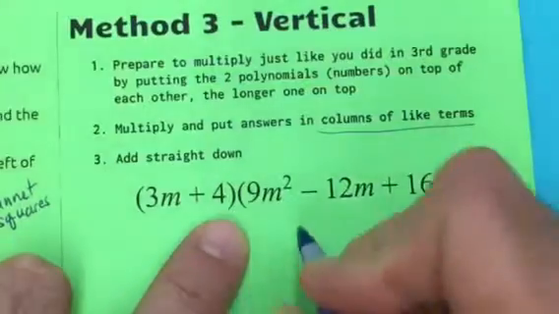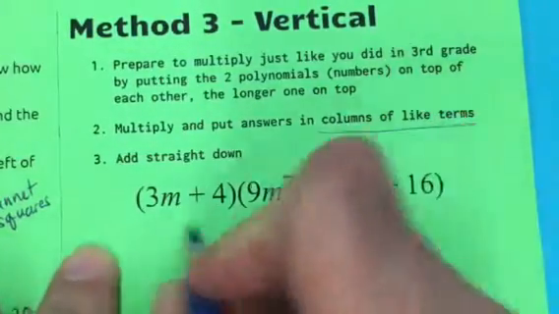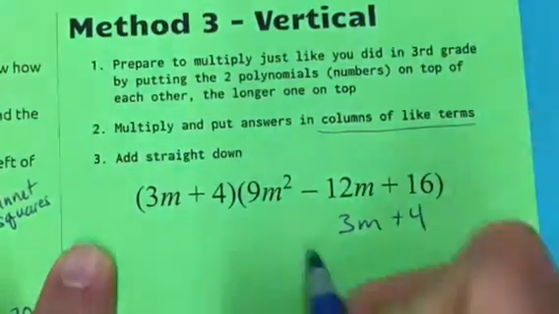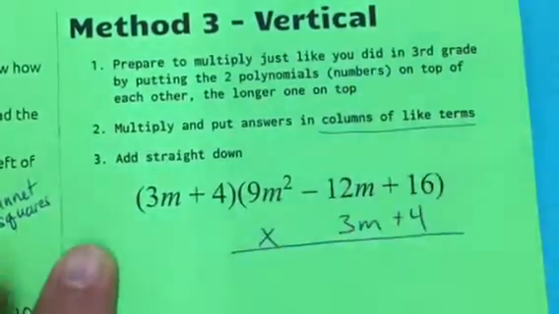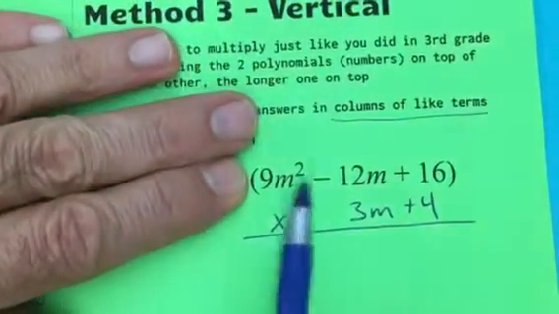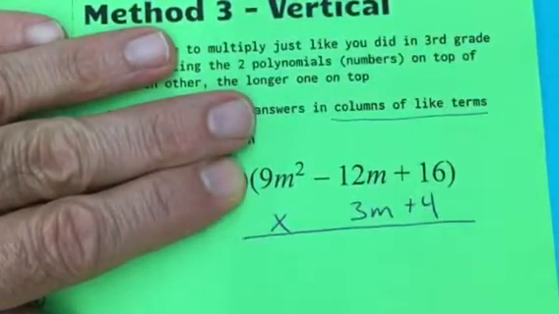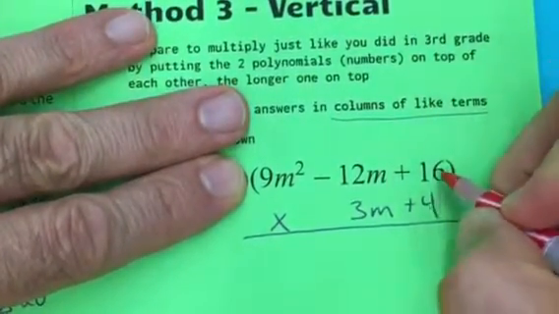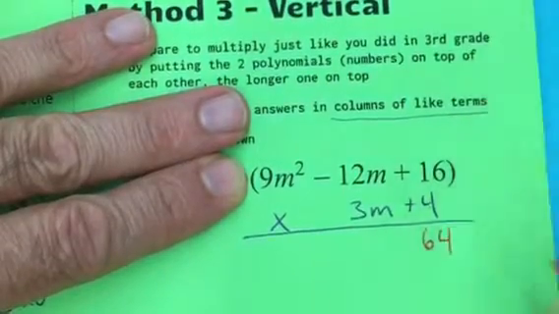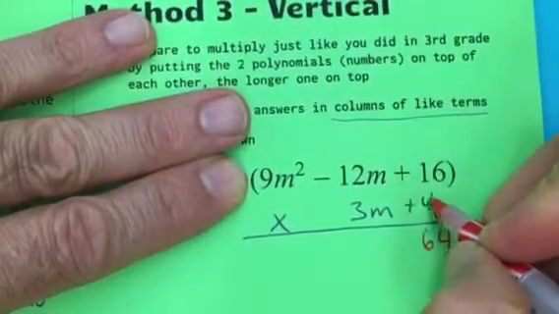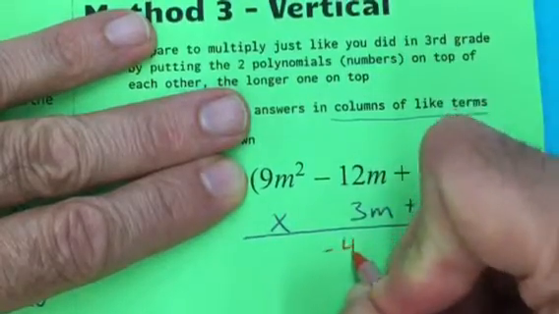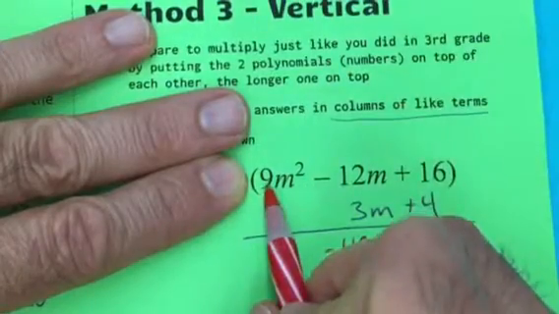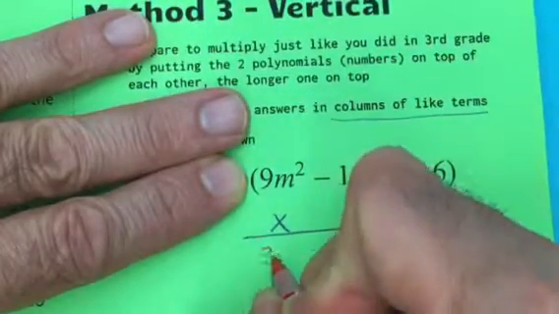I got a trinomial here. I want to put that on top. Why don't I just put this under it? 3m plus 4. Remember doing this? This is like having a 3-digit number times a 2-digit number. When you multiply, 4 times 16, 64. 4 times negative 12, negative 48m. Oh, this is a plus sign. 4 times 9, 36.